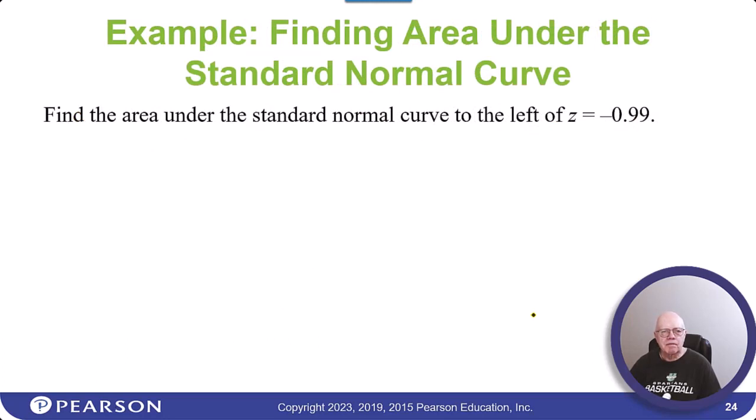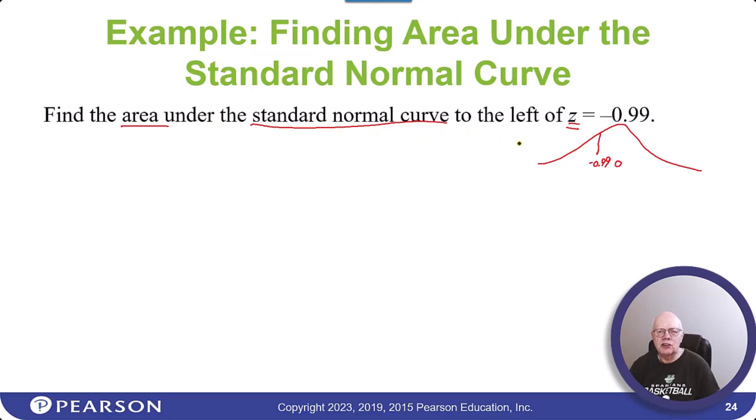All right, so we want the area this time, and we're still talking about the standard normal curve, so we're talking about z's. So first of all, I'm going to draw the picture, and 0's in the center, and the z I'm interested in is negative 0.99, so it's going to be over here somewhere.